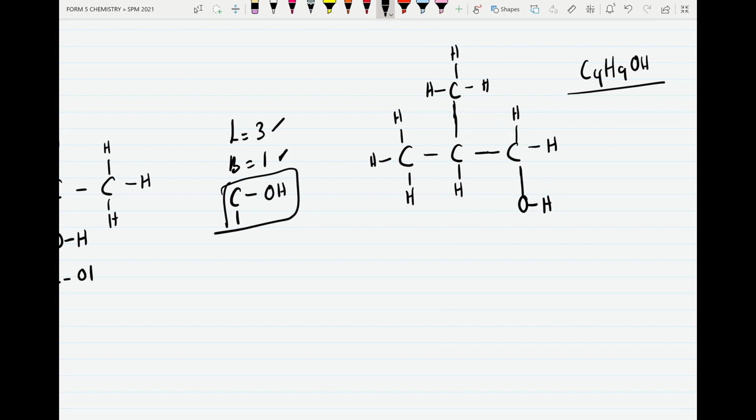We try to name this compound. So the long chain is 3, and a long chain of 3 we call propan. So we start at carbon number 1, carbon number 2, carbon number 3. So we can put propanol. This is known as the branch. The name of this branch is methyl. So the methyl is attached on carbon number 2. So the name of the branch is 2-methyl.